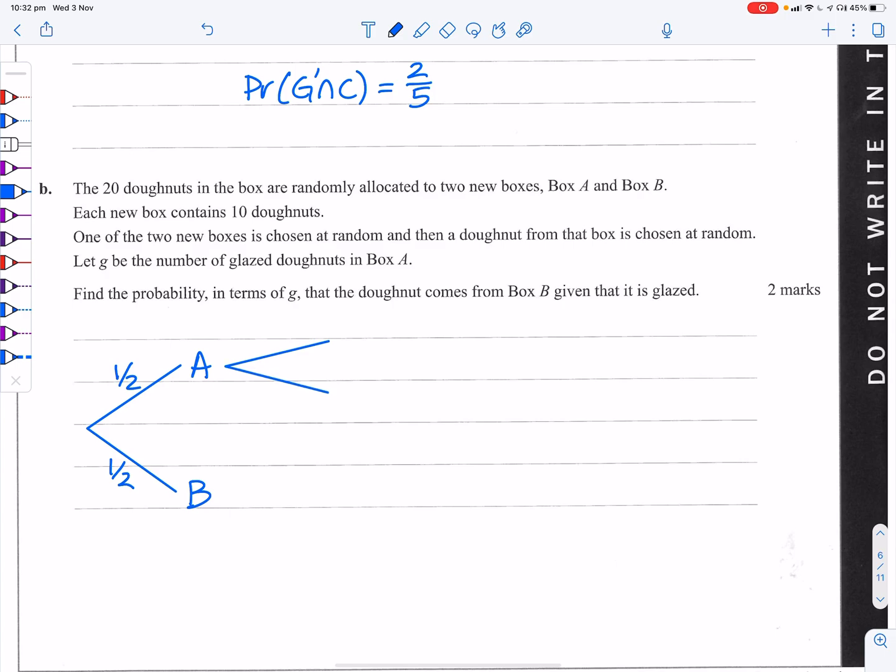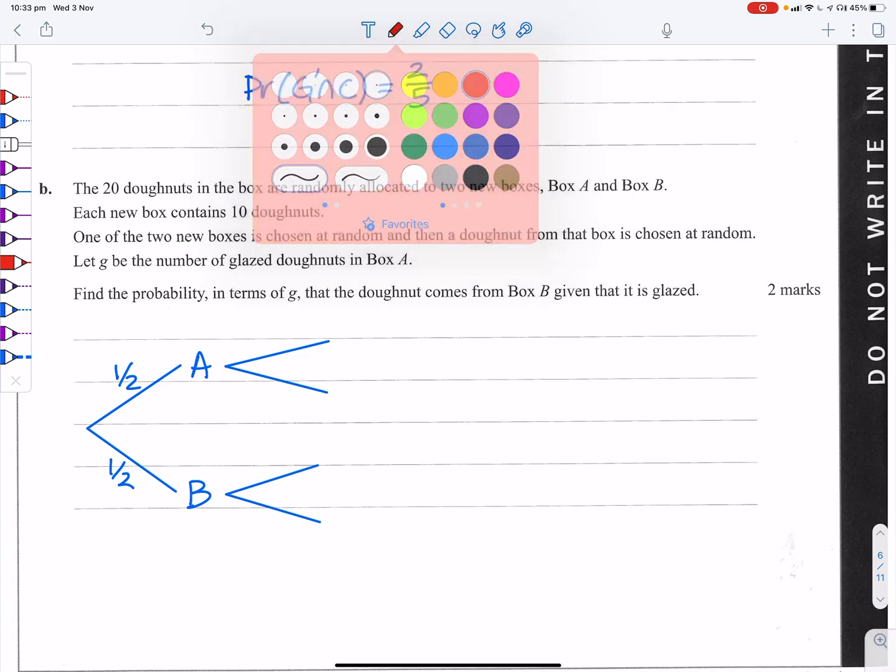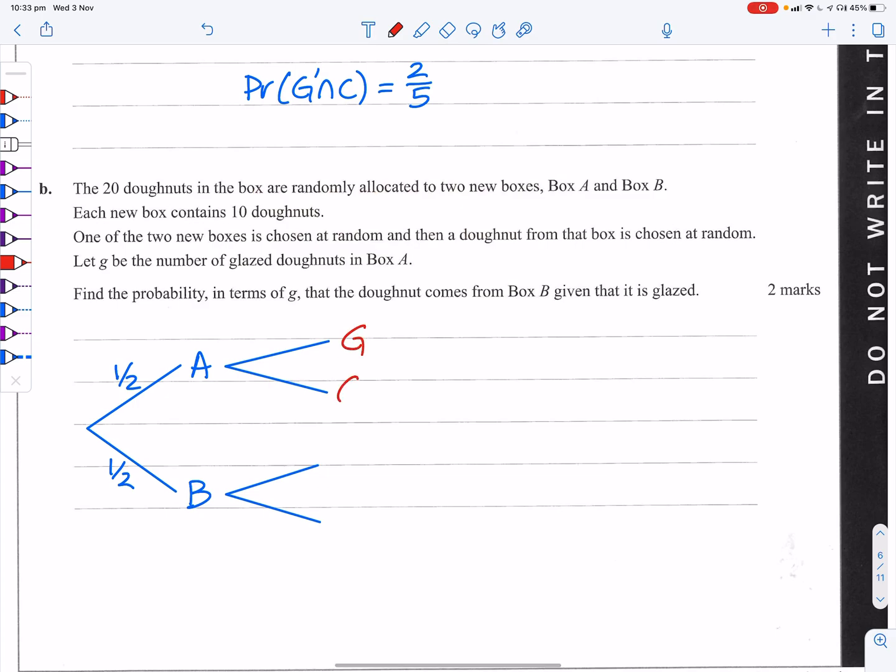So box A, okay. So we know we've got glazed and not glazed. We know that G out of 10 are glazed, so 1 minus G out of 10 are not glazed.